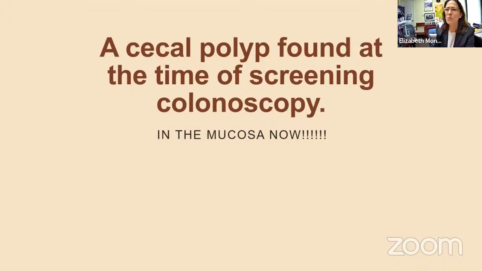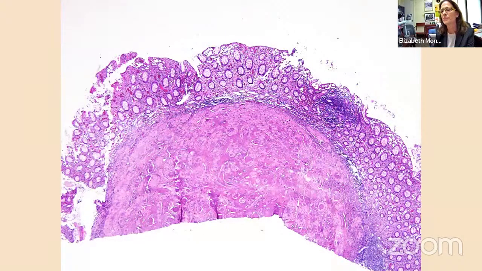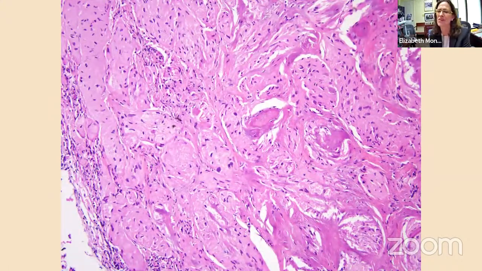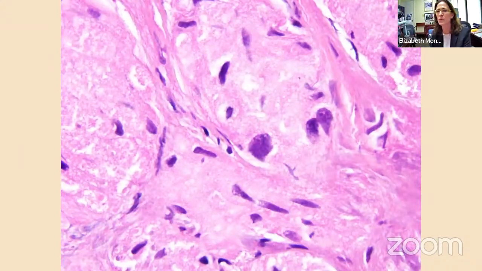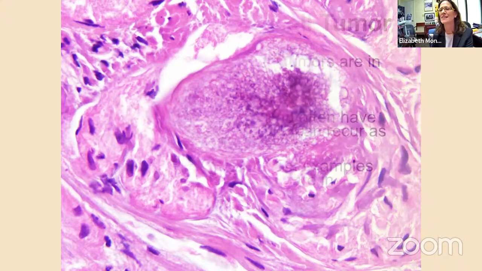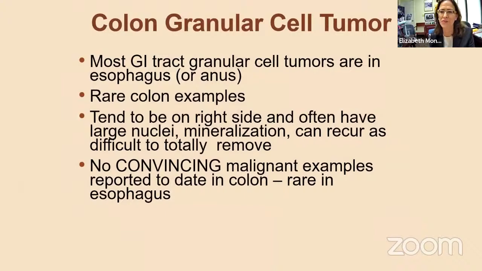So let's look at a cecal polyp found at the time of screening colonoscopy. We've reached the mucosa, and here it is. And it is very cute. So I kind of lied. There's a little bit of it in the mucosa, but I have to say there's a bunch of it in the submucosa. And here it is. Hopefully many of you are recognizing it. And here's more of it. And you'll see that it's mineralized. And this is a colon granular cell tumor.